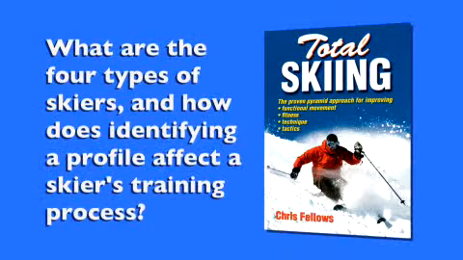What are the four types of skiers, and how does identifying a profile affect a skier's training process? The four types of skiers identified in total skiing are the overpowered skier, the underpowered skier, the underskilled skier, and the combination skier. Looking at the performance pyramid, an underpowered skier would be somebody that had good mobility and stability, but not that great of fitness, but okay skills and tactics. An overpowered skier would have good fitness, but not good mobility and stability, and okay skills and tactics.